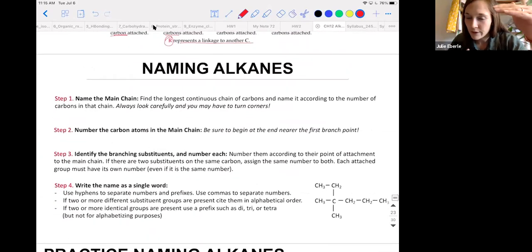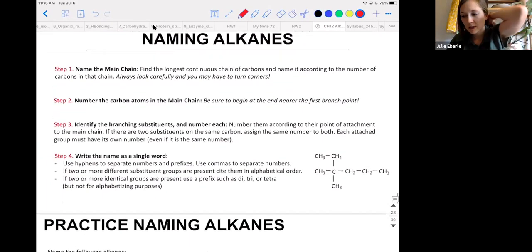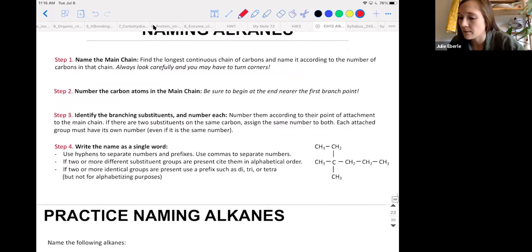So these are like the 4 dominant rules for how to name alkanes, period, whether they're branch chain or straight chain. We've already looked at straight chain, but especially when you get to branch chain. Step number 1, you're going to name the main chain. We're going to find the longest continuous chain. You may have to turn corners to name the longest continuous chain. It might not all be straight. And you're going to name it according to the number of carbons in that chain.